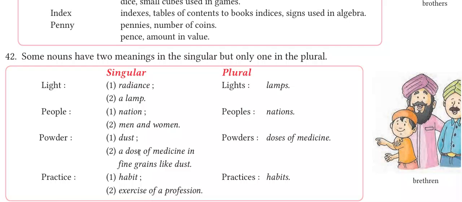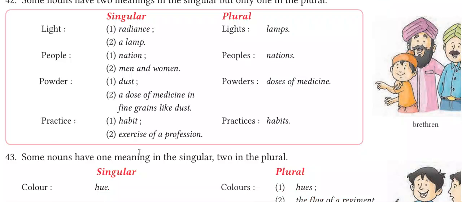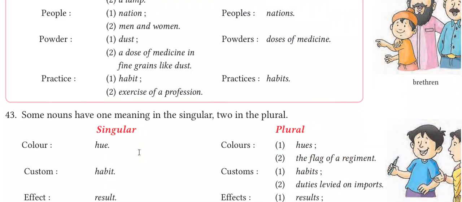Some nouns have two meanings in their singular but only one in plural. For example, light means radiance or a lamp, and in plural, lights means lamps. People means nation, and in plural, peoples means nations; people also means men and women. Powder means dust, and powders means doses of medicine. Practice means habit or exercise, and practices means habits.